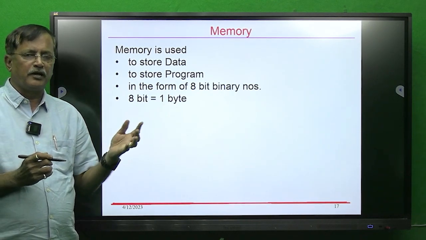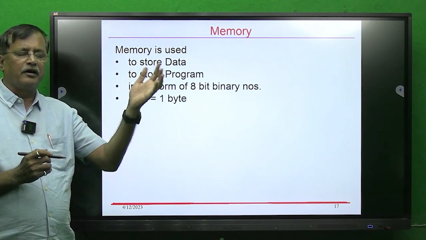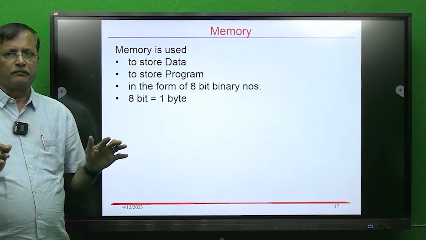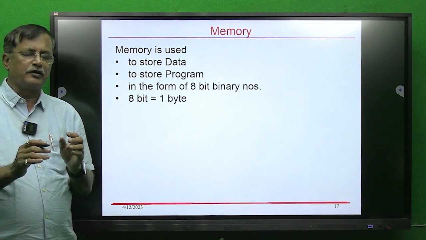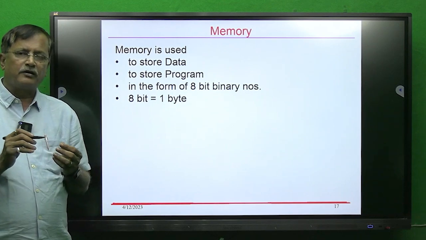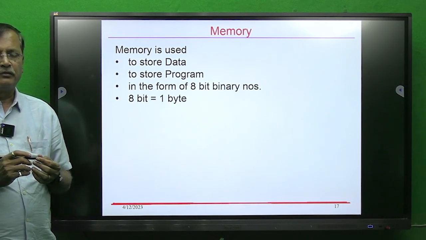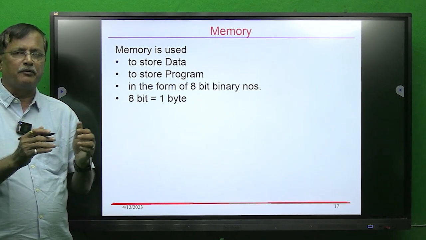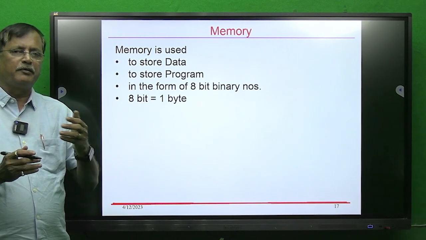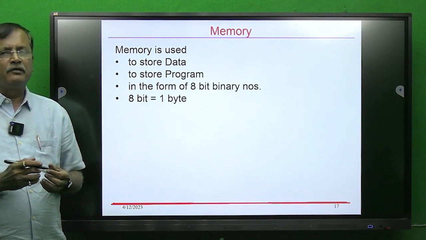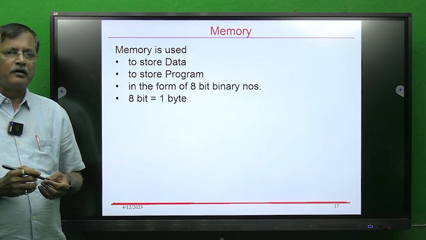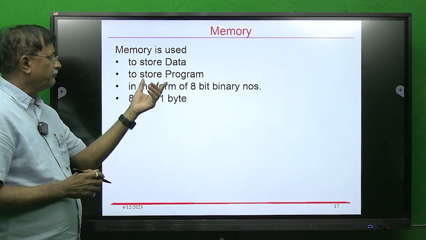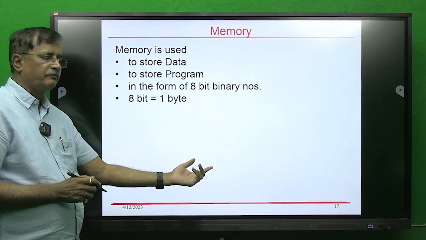Whether you write a program in C language or in assembly language or in any other higher language, finally it has to be converted into machine language. That is the language which is understood by the processor. The processor understands only binary language. So your program gets compiled and is converted into binary numbers. Those 8-bit numbers are stored sequentially. These are instruction codes actually, and that's why they are called code. So the program is stored in memory in the form of 8-bit binary numbers.